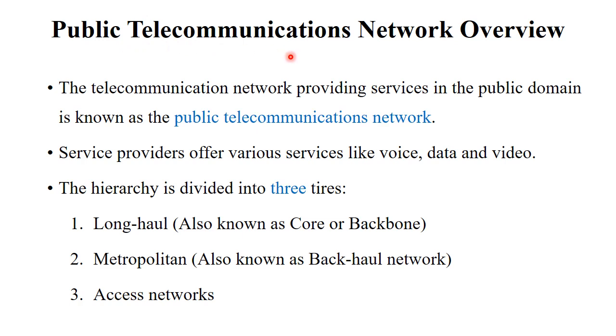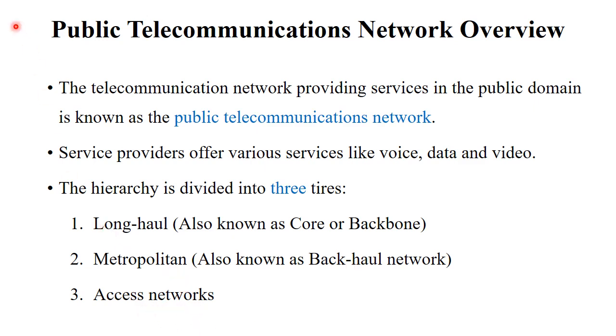Coming to the next one, public telecommunications network overview. Let us go through the definition. The telecommunication network providing services in the public domain is known as the public telecommunications network, and each service provider can offer various types of services like voice, data and video transmission. The overall system is divided into three tiers. First, the long haul network, also known as the core or the backbone. Second, metropolitan, also known as the backhaul network. The third one, access networks.